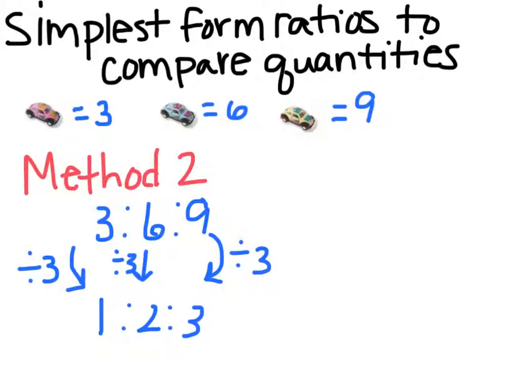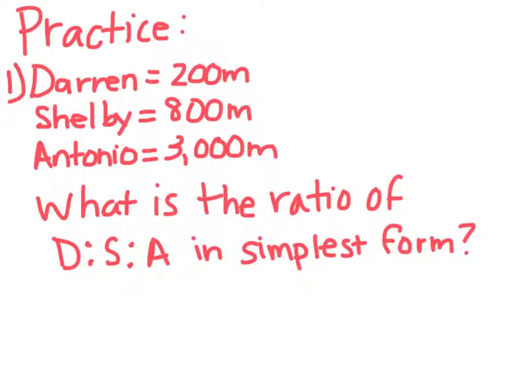Okay, let's try this on a problem of your own. Here's practice problem number 1. During a track event, Darren ran 200 meters, Shelby ran 800 meters, and Antonio ran 3,000 meters. What was the ratio of the distance Darren ran to the distance Shelby ran to the distance Antonio ran in simplest form? You may use either method 1 or method 2, whichever works best for your brain. Press pause while you work, and we'll move on to our next problem-solving technique when you're finished.